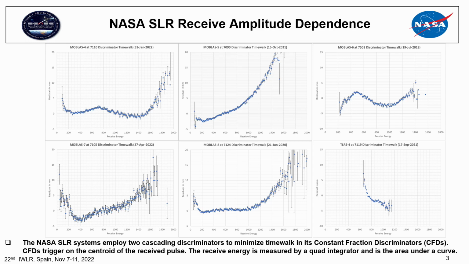So these are plots of discriminator tests. Up here is MOBILES 4, where the bin size is 5 millimeters, 5 millimeters from here to here. So all the scales on this axis are the same. This is MOBILES 4 in Yarragadee, MOBILES 5 in Hartebeesthoek, MOBILES 6, MOBILES 7 in Goddard, MOBILES 8 at Tahiti, and this is TLRS 4 in Maui, Hawaii.